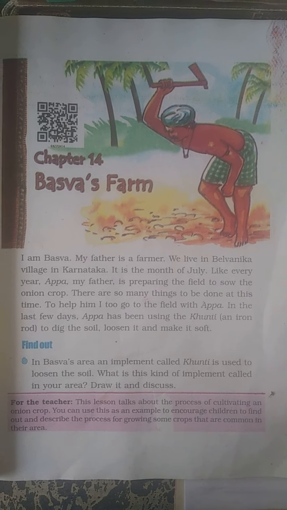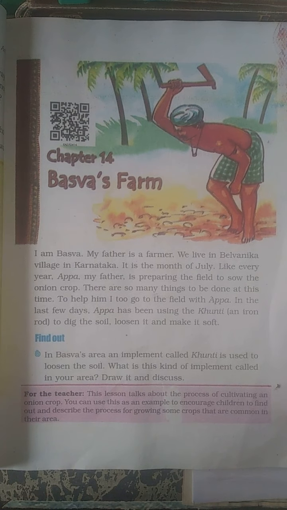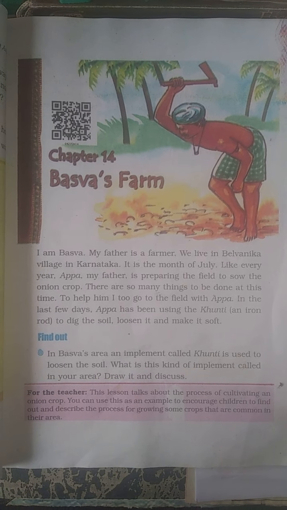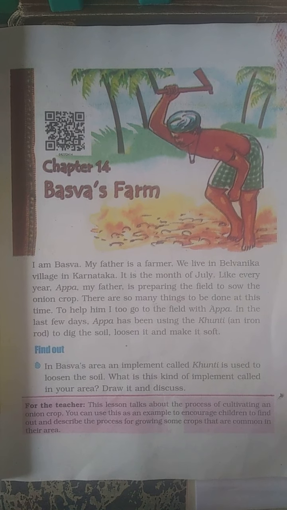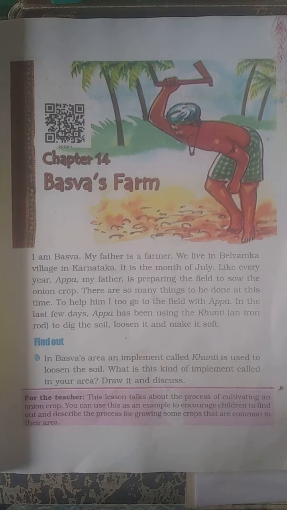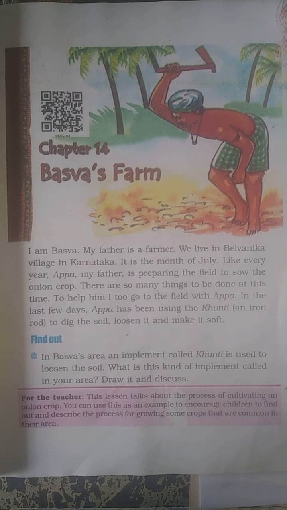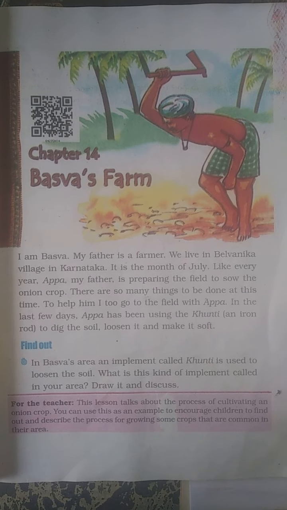Hello class 4, this is the chapter from your EVS, chapter number 14, Baswa Farm, okay? In this chapter, we will know how many steps a farmer has to go through to get a final product, okay? The crop, the harvesting. So in the chapter, you will see a boy called Baswa, his father is a farmer, okay?